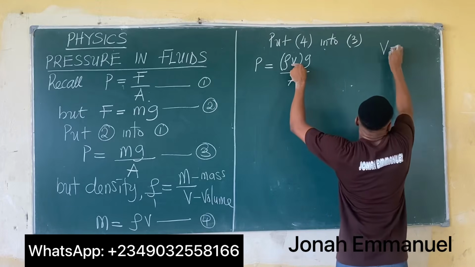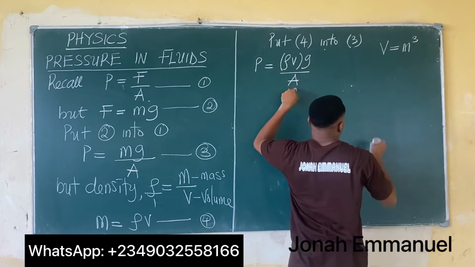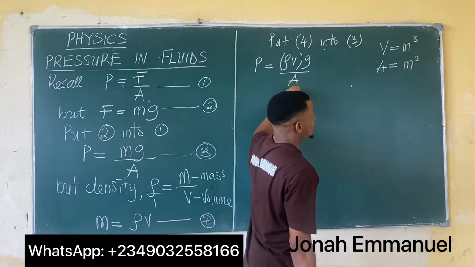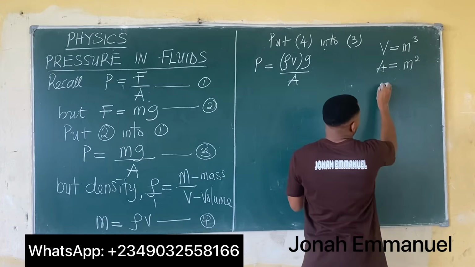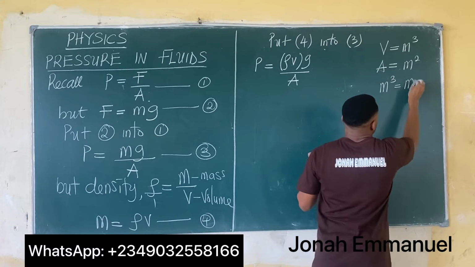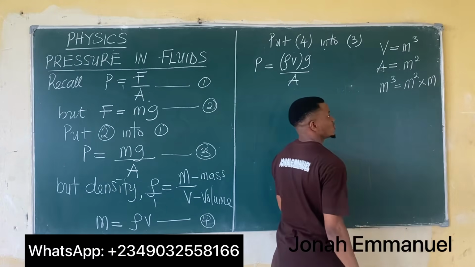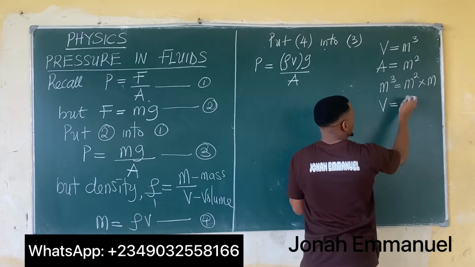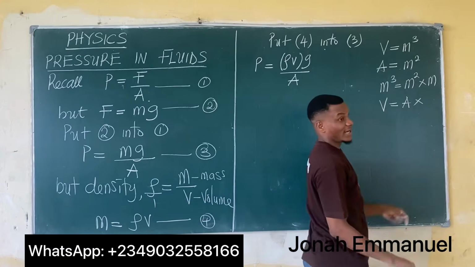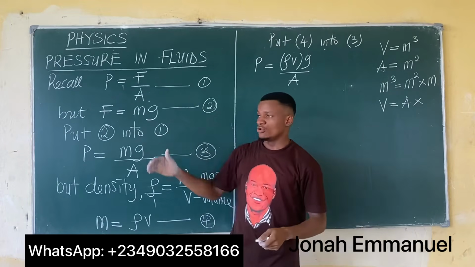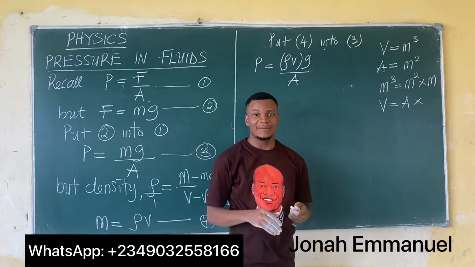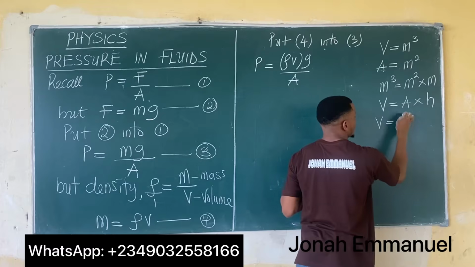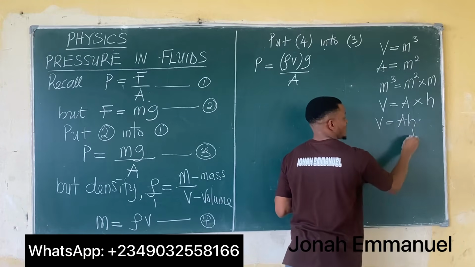So I have this. This is volume. Volume is measured in meter cube. A is area measured in meter square. I know fully well from mathematics that meter cube is equal to meter square times meters. So volume, which is meter cube, is equal to meter square, which is area, times a particular meter. In this aspect of fluid, we are taking a horizontal length that becomes a height, becomes area times height. That means volume is equal to area times height. H here means height.